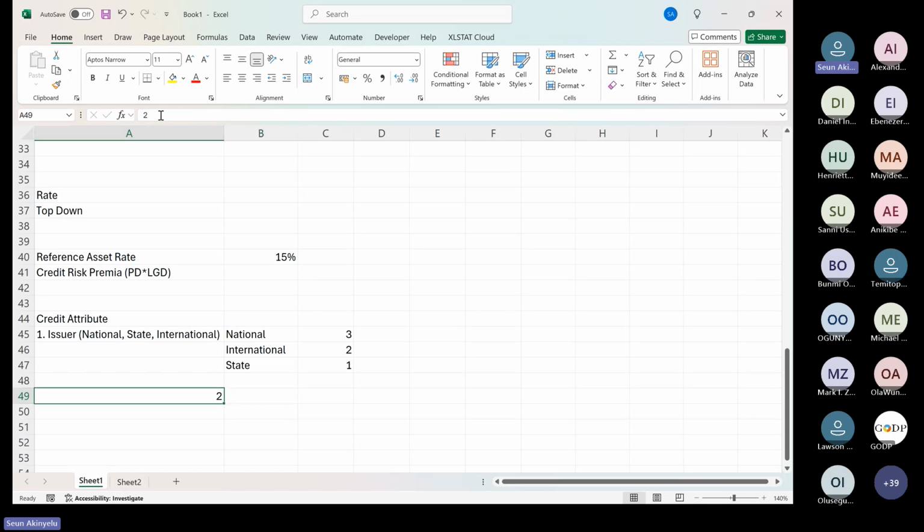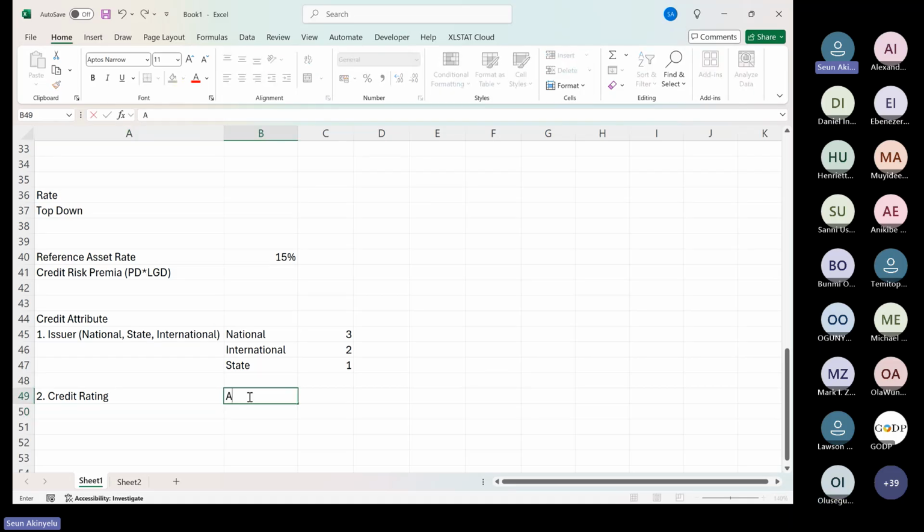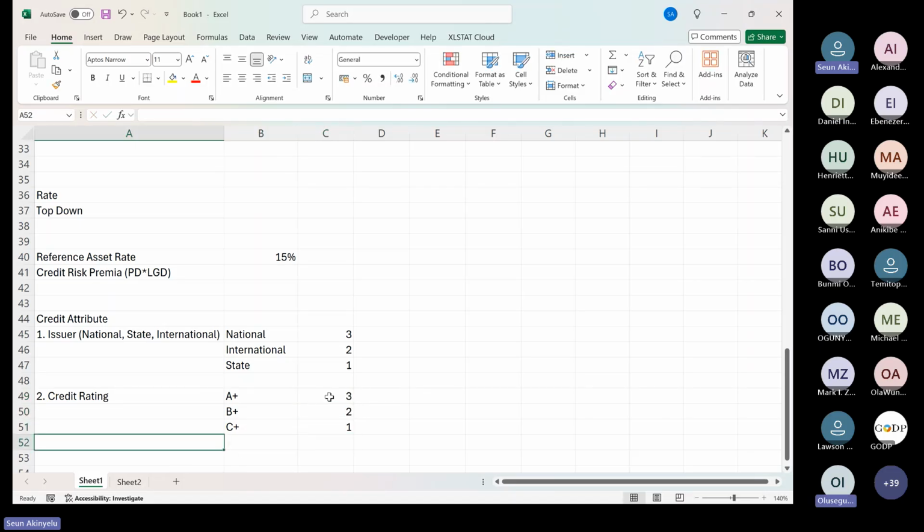So let's say apart from that, you also use the tenor, or let's say we also use the credit rating. Yeah, credit rating. Let's say rating A plus. I'm just going to put something above, so that it's not too long. So which one would you prefer? I don't want to write too many things.